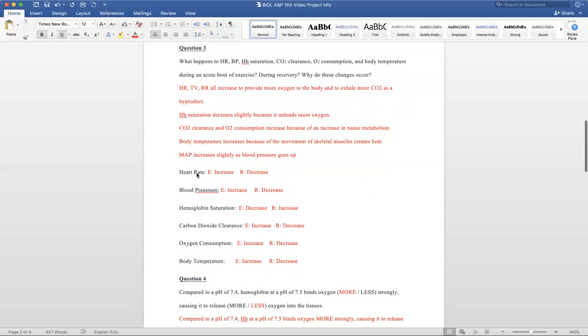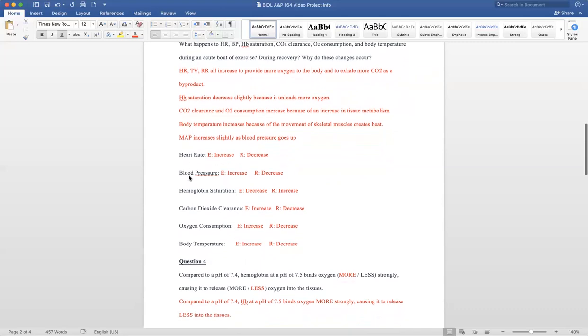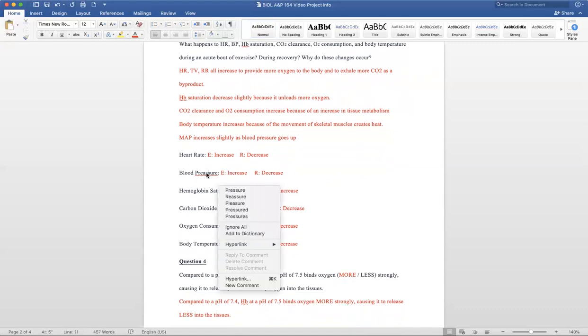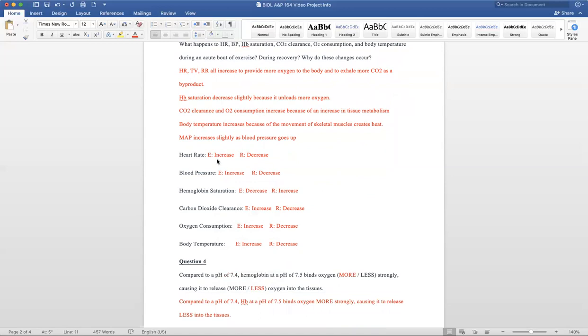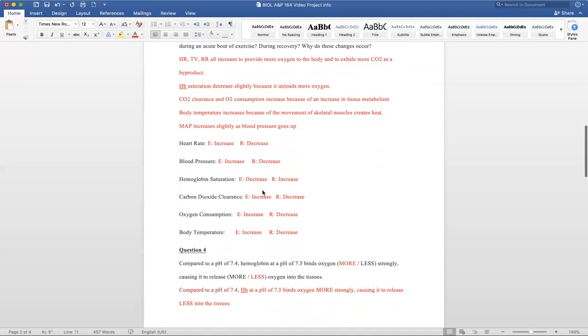And here I have all the different groups, I guess you could say. It's heart rate, blood pressure. Well, that's spelled wrong. Hemoglobin saturation, carbon dioxide clearance, oxygen consumption, and body temperature. And I have E for exercise, which is kind of what happened in the first little thing I showed you, the table. Sorry, I don't know what's going on. All right. And here's the during rest.